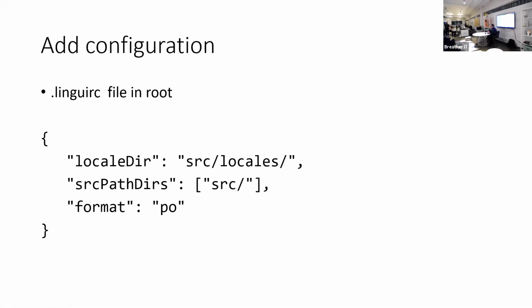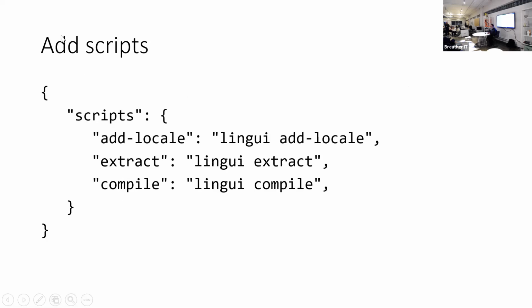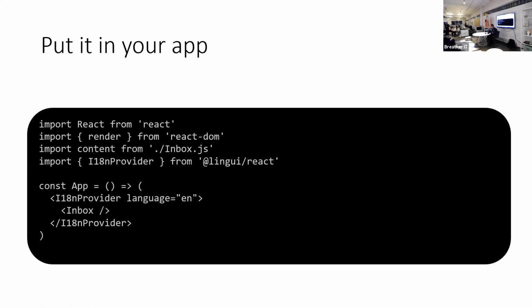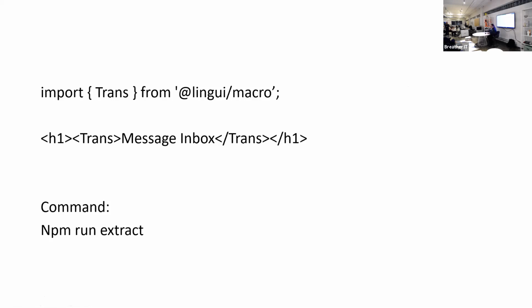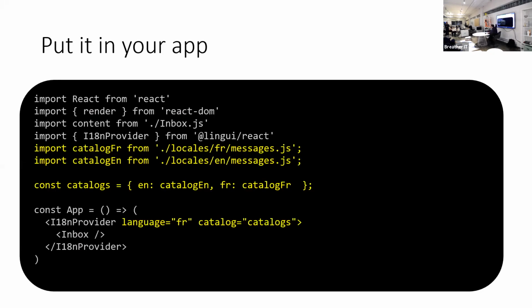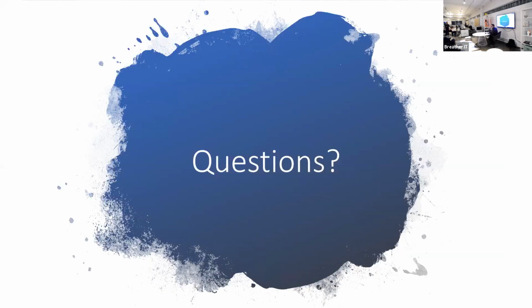Wonderful. Then we're going to configure a few things in our app using a linguirc file. And then we're going to add some scripts right into our package.json file. We're going to create the languages using this command line interface tooling. And then we're going to put something in our app. We're going to add a few things to our pages, and then we're going to translate those pages. And then we're going to add them to our app.jsx. And then finally, we're going to get to questions because the demo is going to be over. So let's try to do that.